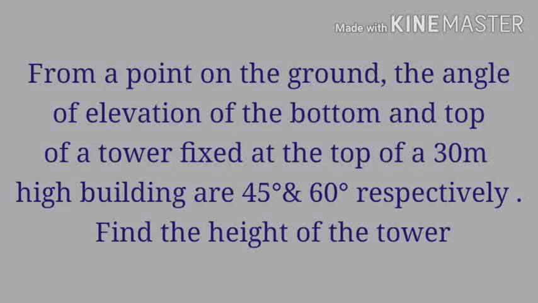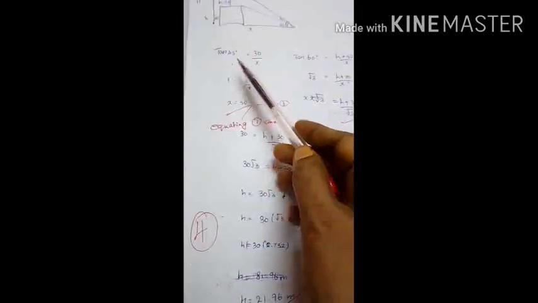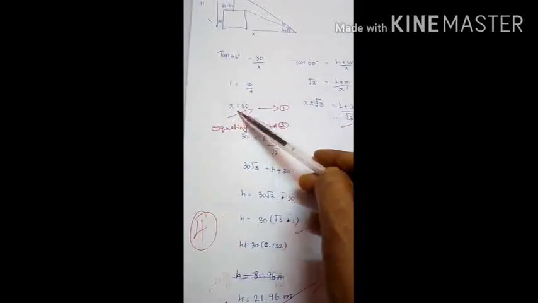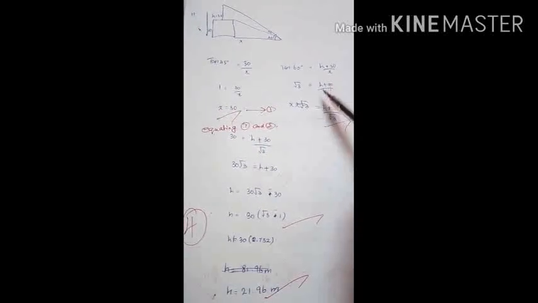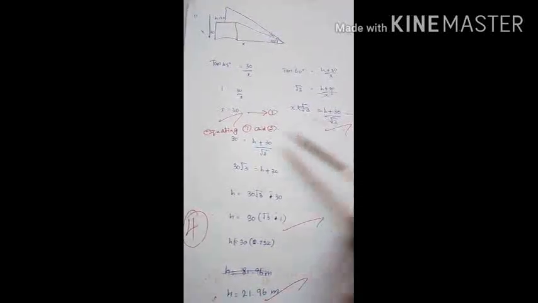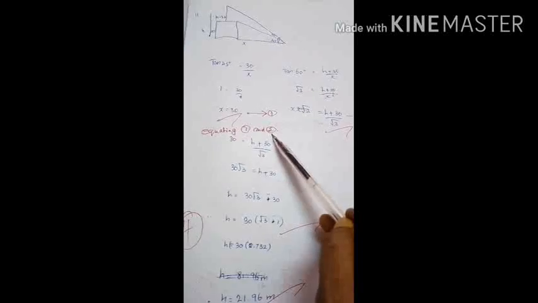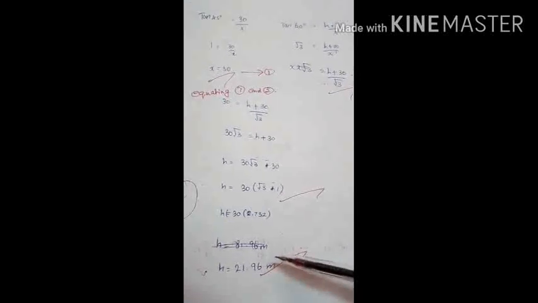The question we have here is: from a point on the ground, the angles of elevation of the bottom and top of a tower fixed at the top of a 30-meter high building are 45 degrees and 60 degrees respectively. Find the height of the tower. Here the student has found two equations, but the presentation is again a mistake. So mark the equations as 1 and 2, and equating 1 and 2 we get the next step. That should be mentioned.